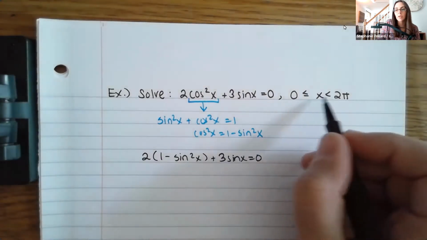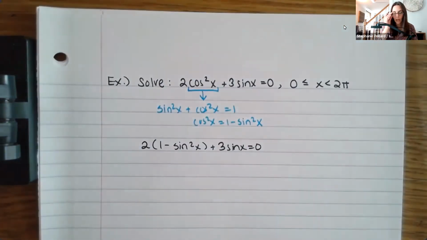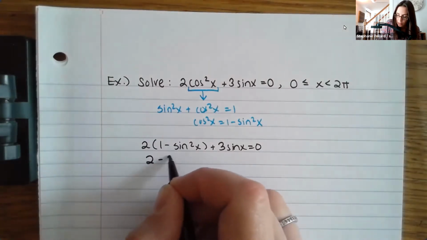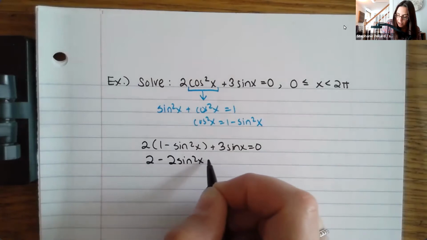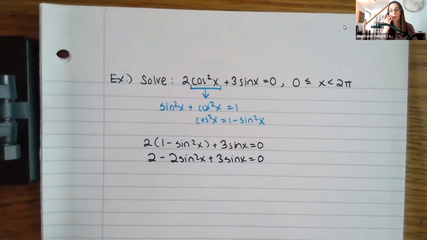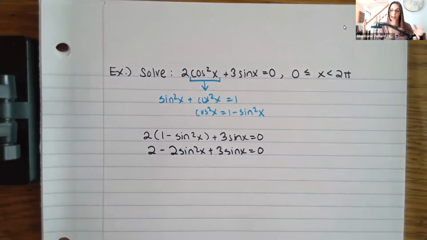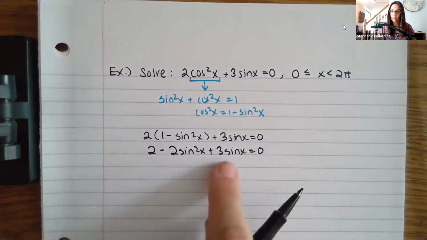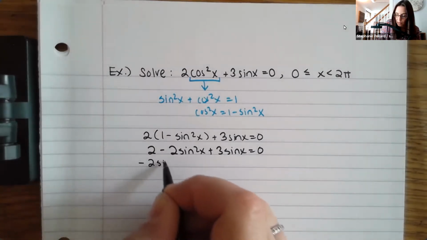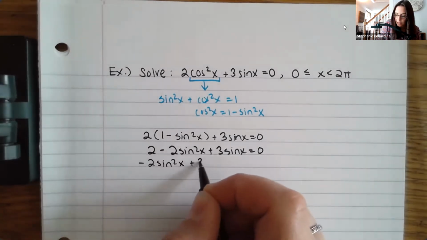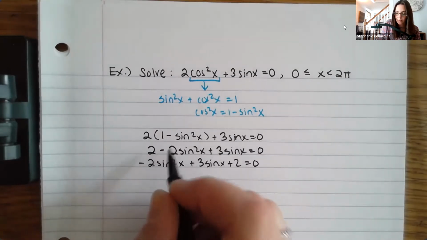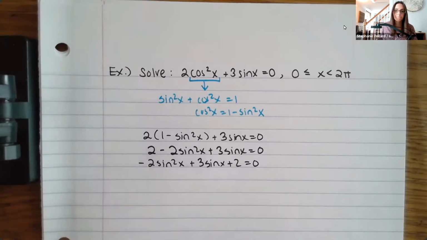And of course, don't forget your restriction. We'll come back to that later. I'm going to go ahead and distribute that 2. So I have 2 minus 2 sine squared x plus 3 sine x equals 0. I'm also going to rearrange this. Usually when I have squares, we'd like to write them first. It looks like I have a first and a middle term that's coming into play here. I'm going to rewrite this. Negative 2 sine squared x plus 3 sine x plus 2 equals 0. So I just swap this piece to the front and move this 2 to the back.